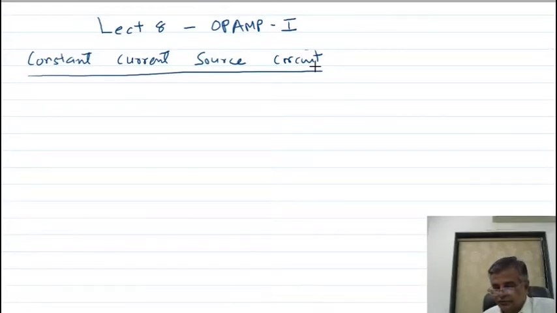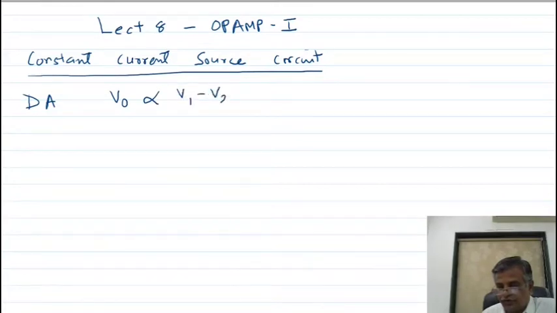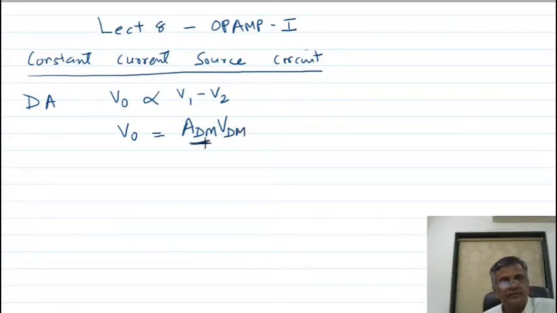We have seen that for a differential amplifier, the output should be proportional to the difference of the input signals. This is your differential mode gain, and this is the differential signal. So for an ideal differential amplifier, you will get VO equal to ADM into VD.